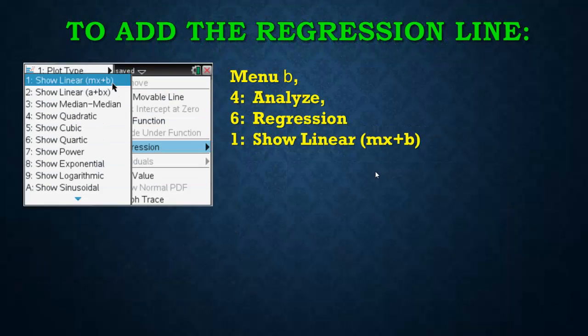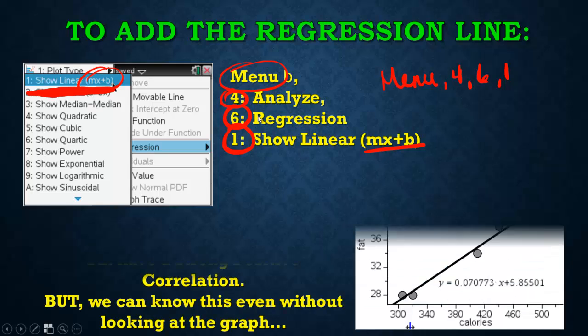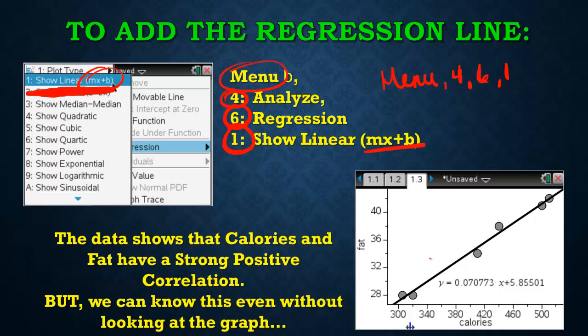To add the line of best fit, or the regression line, you hit Menu, and then 4, 6, and 1. So Menu, 4, 6, 1. So Analyze, Regression, and Show Linear MX plus B. Do not do this one. Okay? Do not do A plus BX. Do MX plus B. And when you do that, it'll put the line in there for you, and it'll give you your equation in slope-intercept form. Alright?